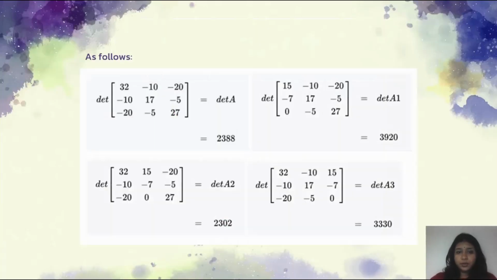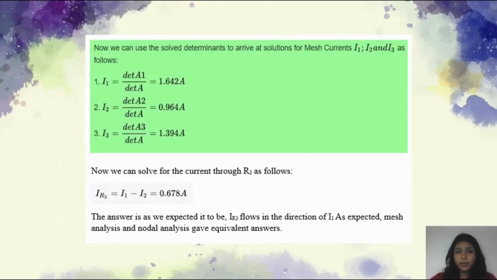So as follows, the answer of determinant A is 2388, determinant A1 is 3920, determinant A2 is 2302, determinant A3 is 3330. So now we can use the solved determinants to arrive at the solution for mesh currents I1, I2 and I3 as follows. I1 equals determinant A1 divided by determinant A. So the answer is 1.642A.